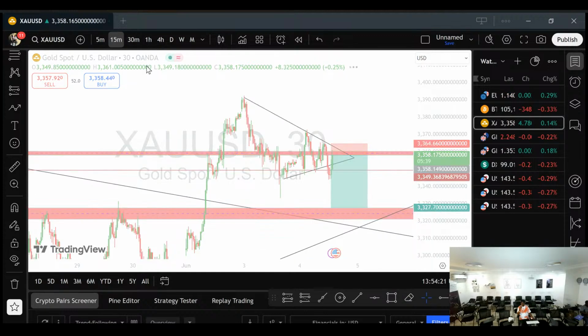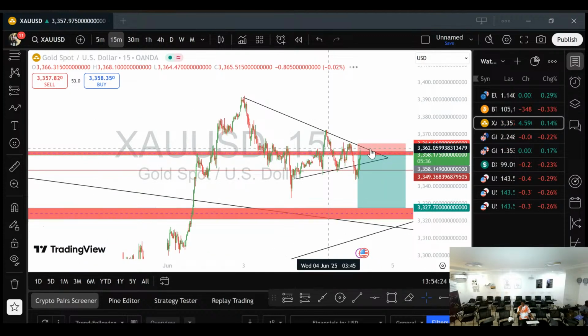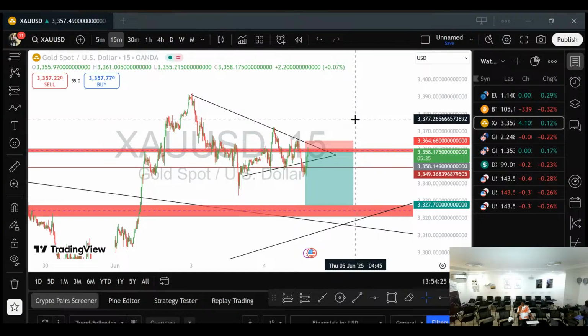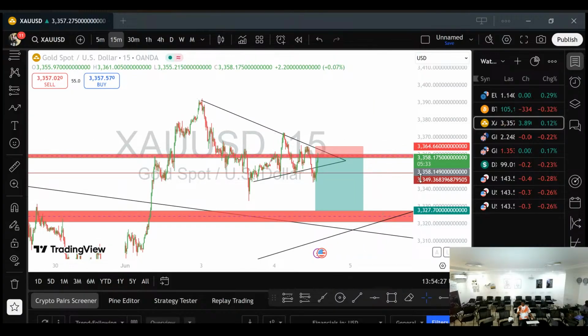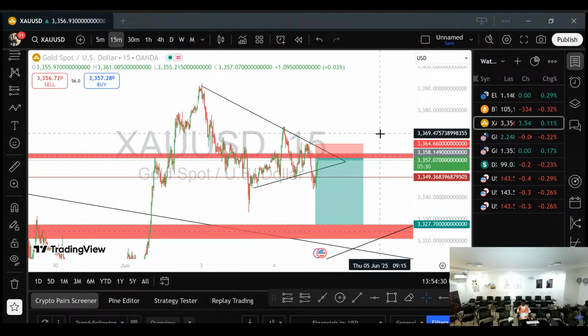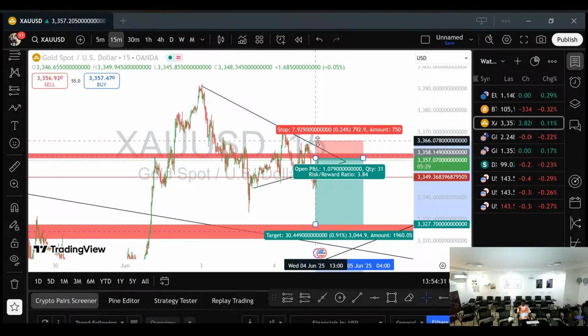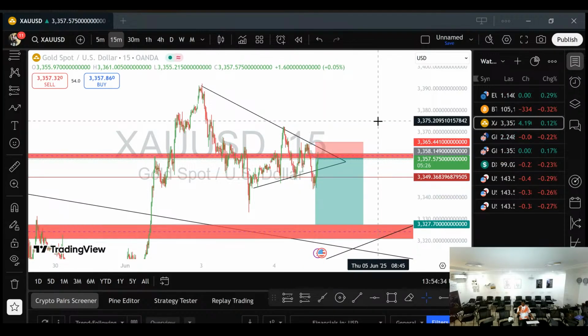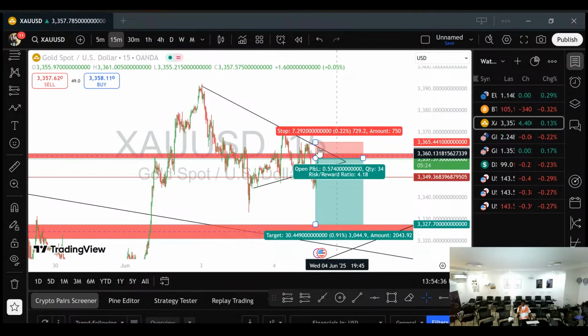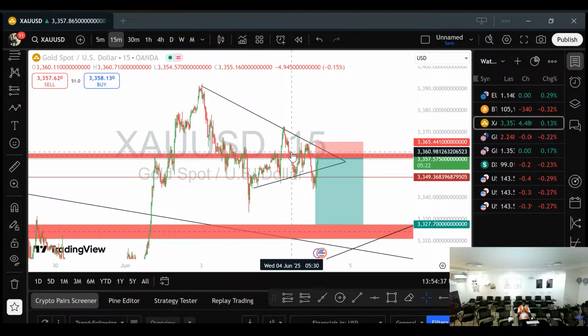Let's see what we have on the 15 minutes. Or the same thing on the 30 minutes. We have actually the same thing. It's still the same thing. So this is gold. This is actually an entry, but it's not that accurate yet because this breakout here could be a fake out.